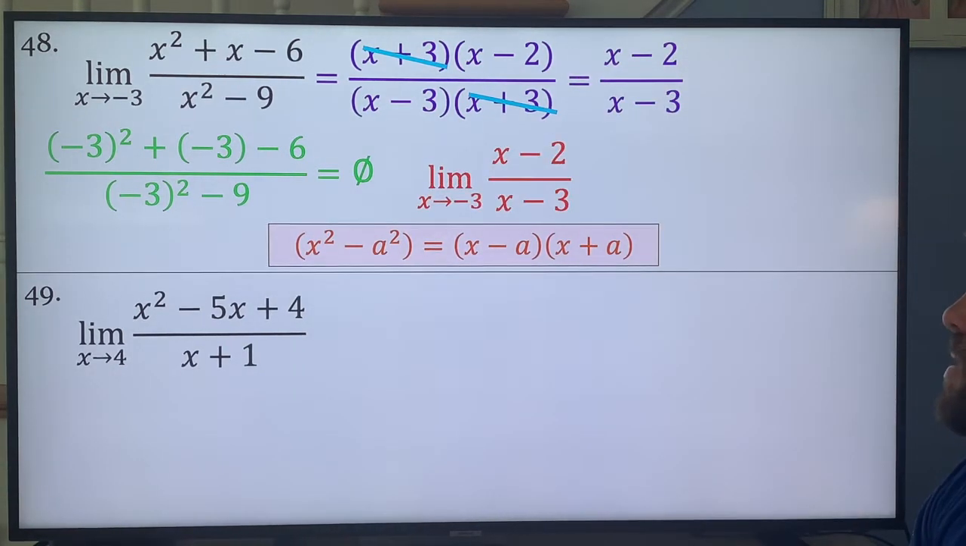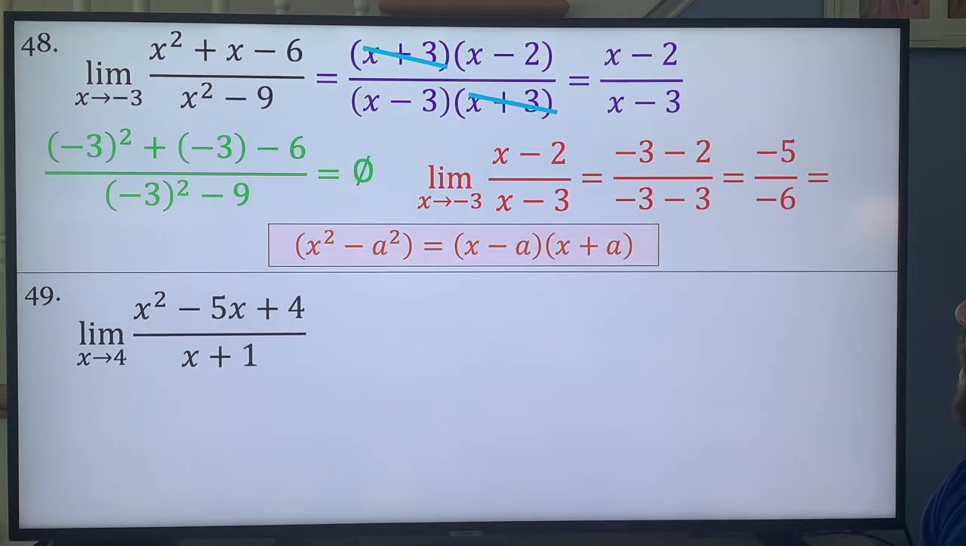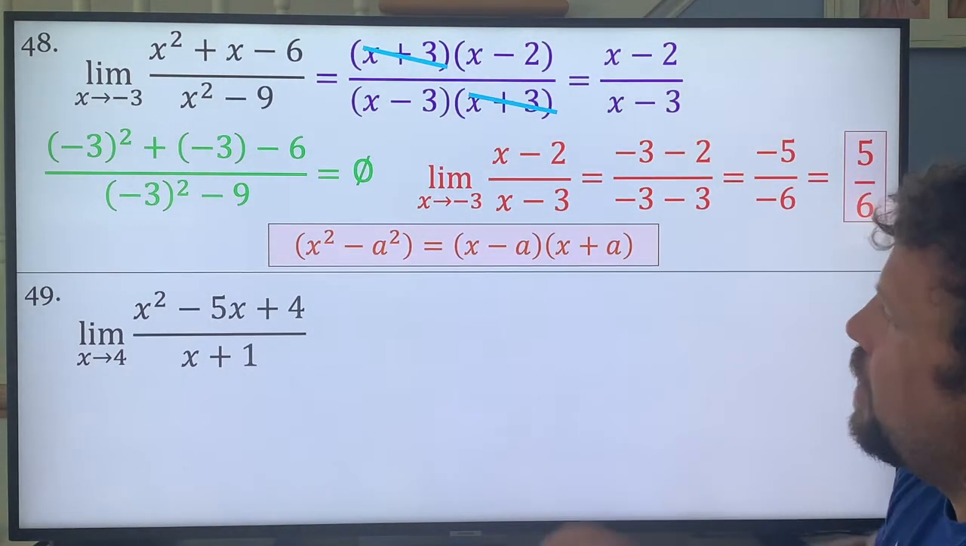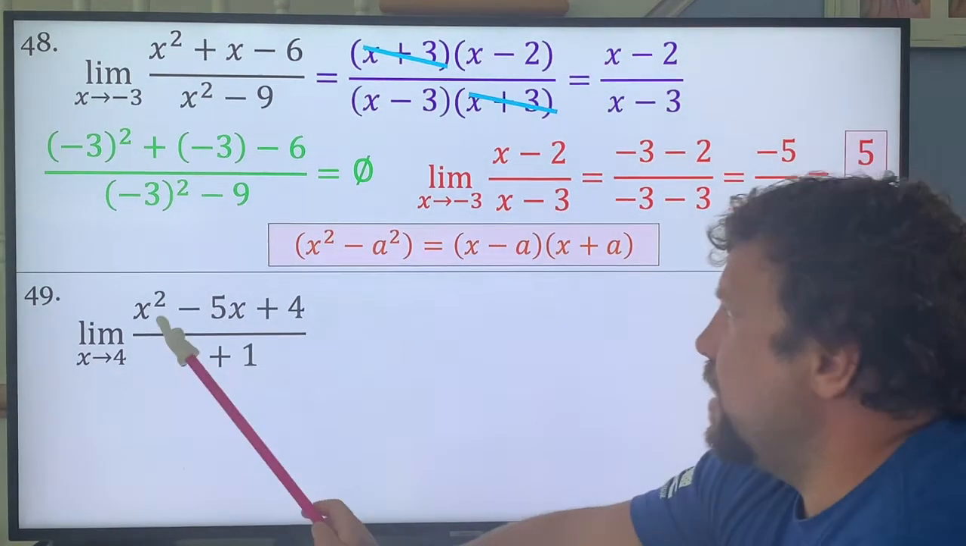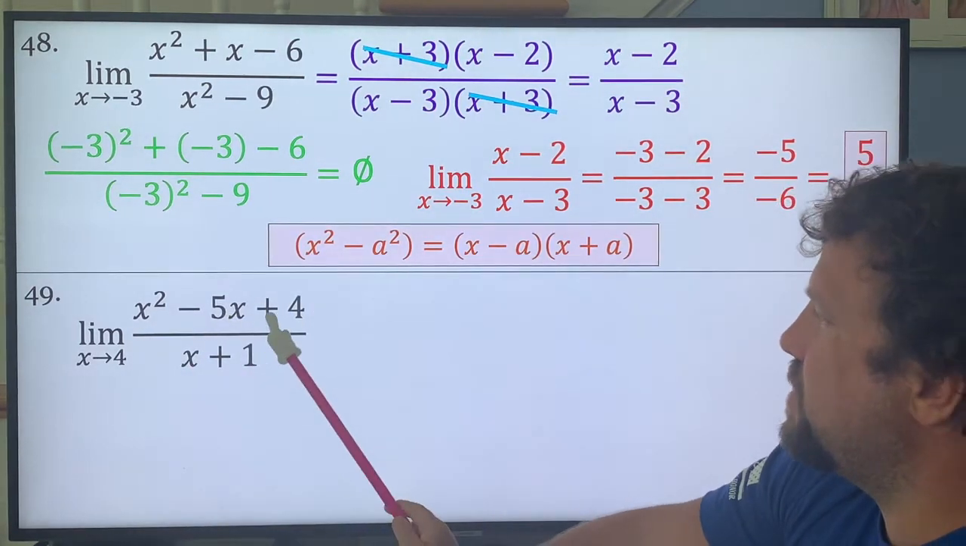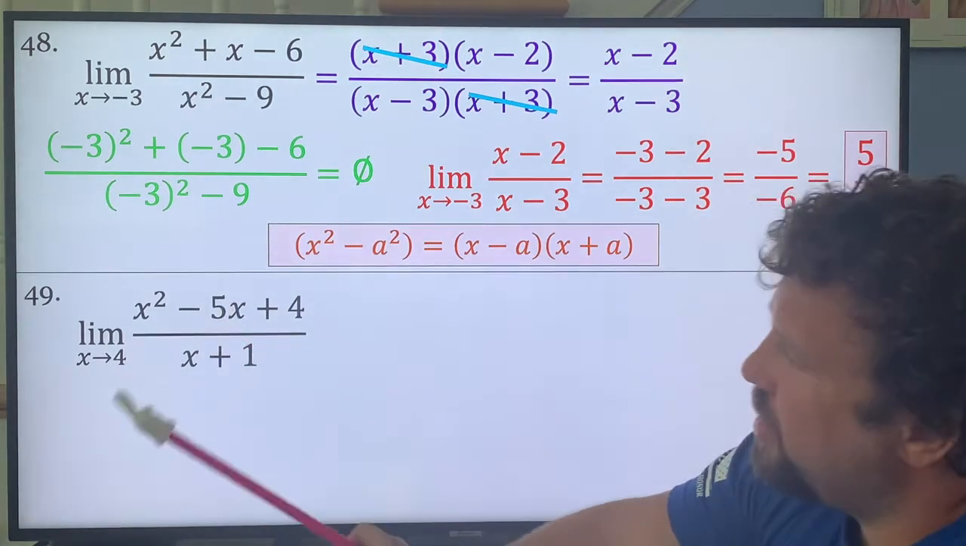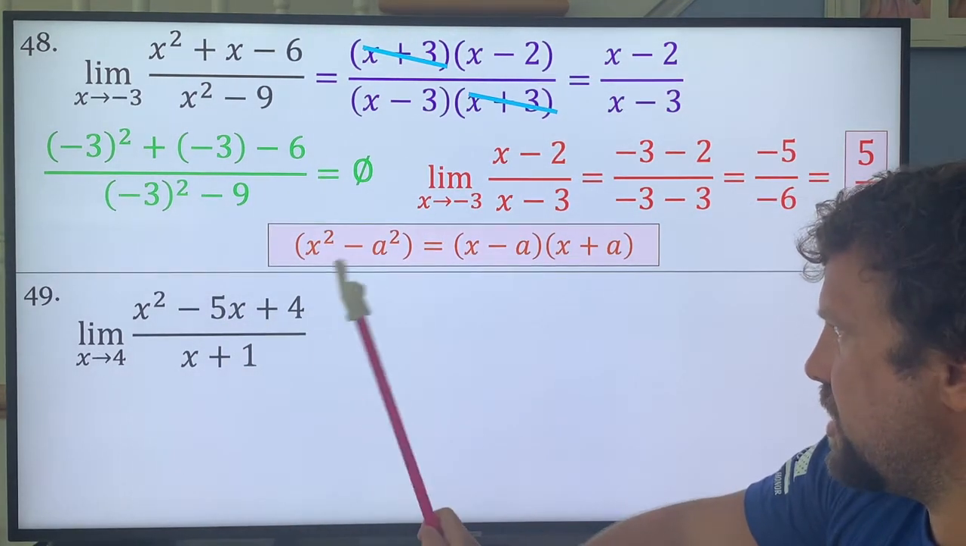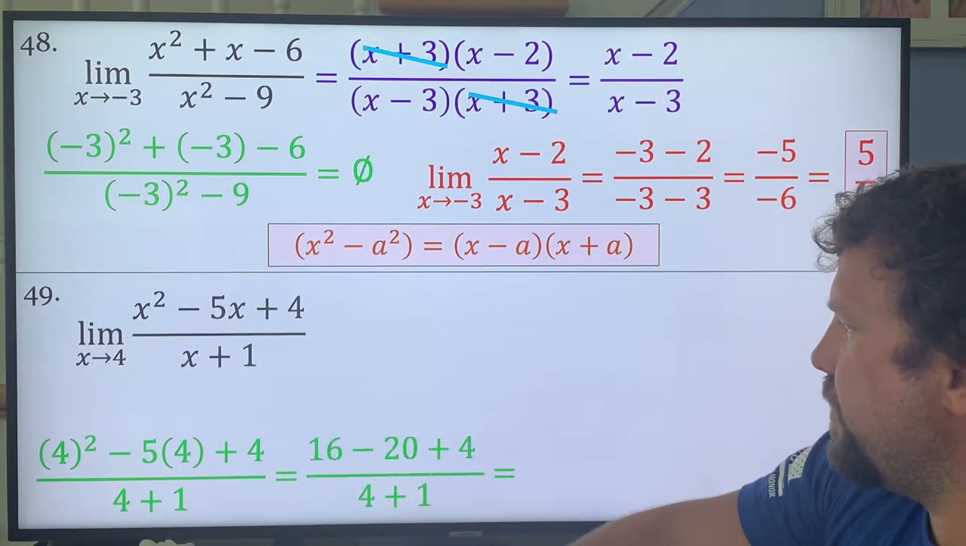The limit as x approaches negative 3 of (x minus 2) over (x minus 3). Plug in the negative 3 here: negative 3 minus 2, negative 3 minus 3. Negative 5 over negative 6. Negative over negative is a positive 5/6. All right, you okay? Problem 49. Factors of 4 that add up to negative 5. Because this is a positive, these signs are the same. This is a negative, so they're both negative. So this actually is x. Plug in my 4.